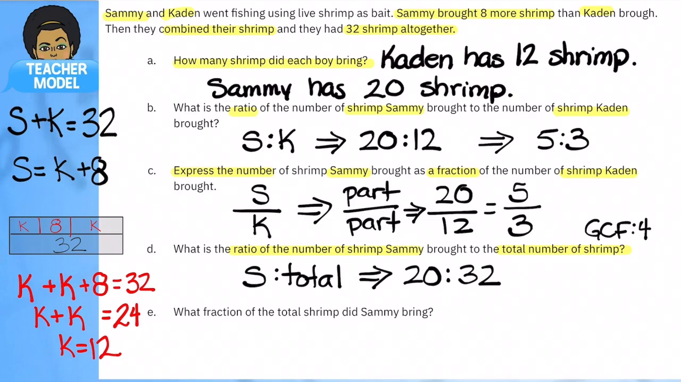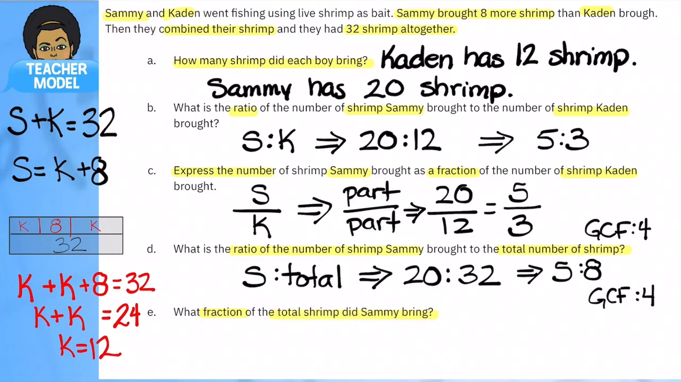And again, I want to learn from my mistakes, so I'm going to simplify that. So what is a common factor? I can divide 20 and 32 by 4. I can divide both of these numbers by 4 again. Which is the same. 20 divided by 4 is 5, and 32 divided by 4 is 8. So 5 to 8.